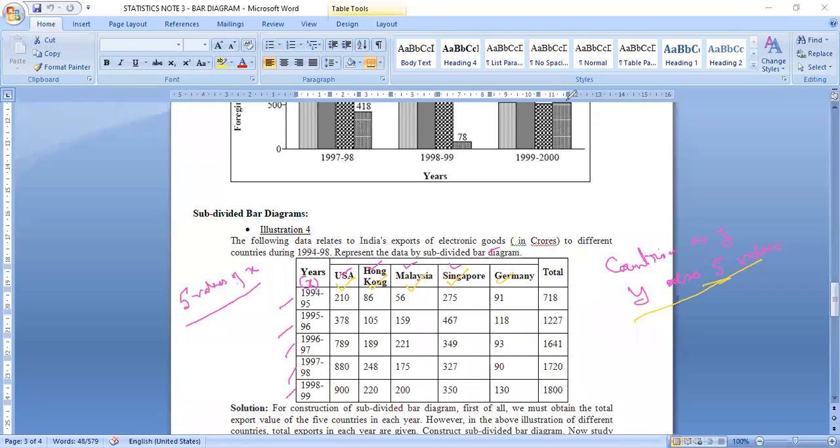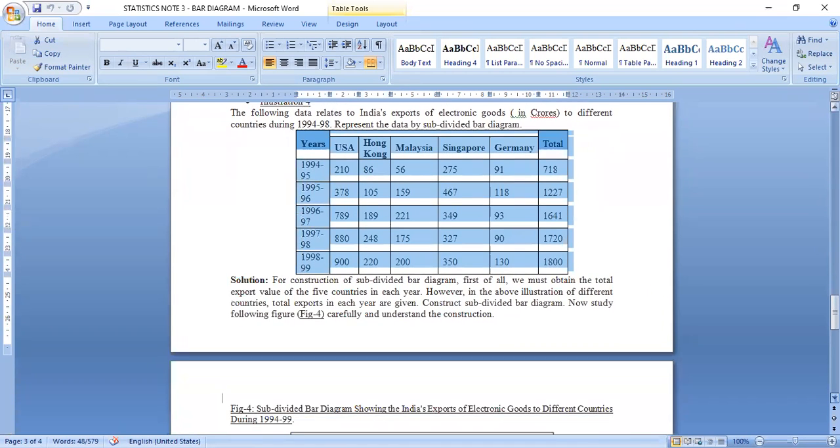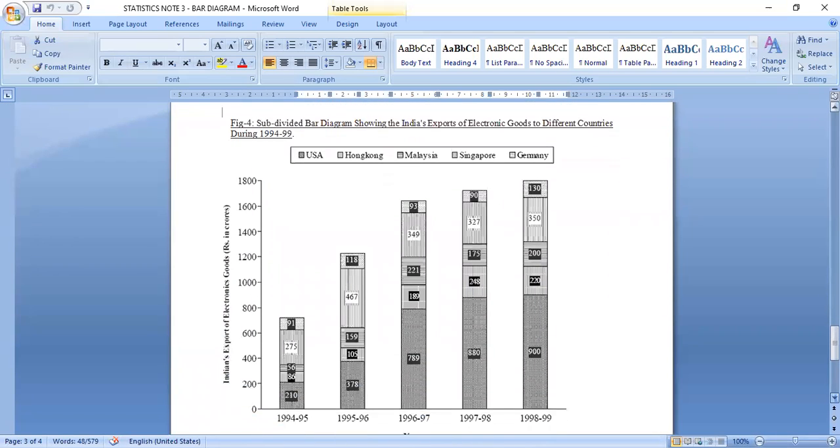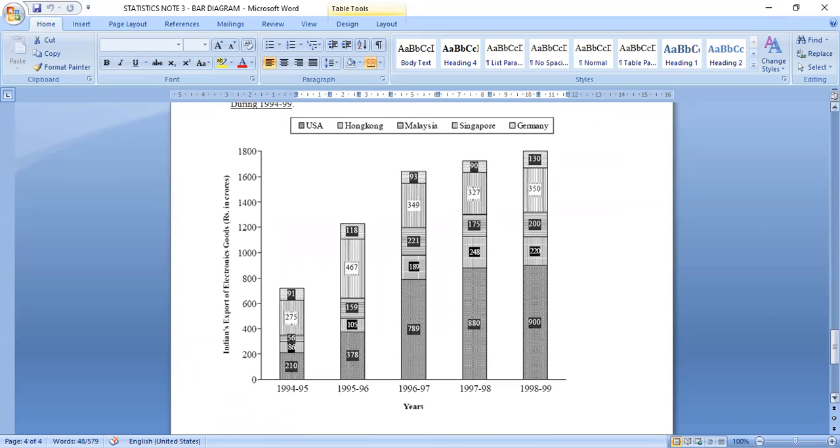So naturally it is bivariate data analysis, but the presentation is quite different with respect to the multiple bar diagram. You can also represent this bivariate data in multiple bars, but here you have to form the subdivided bar. Let us see. More calculation is required for this case of bar diagram. A single bar that is divided.